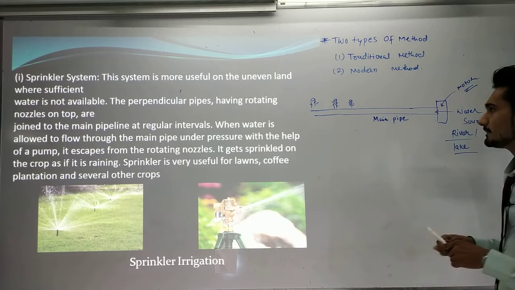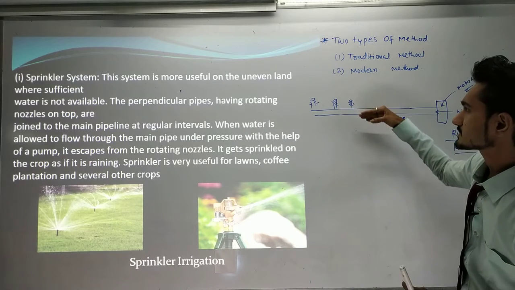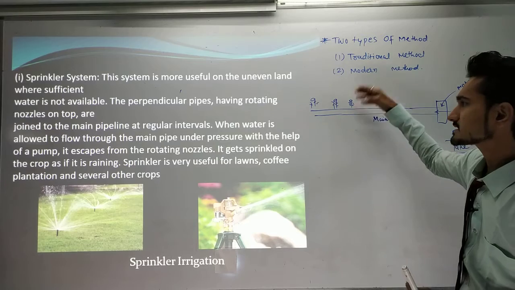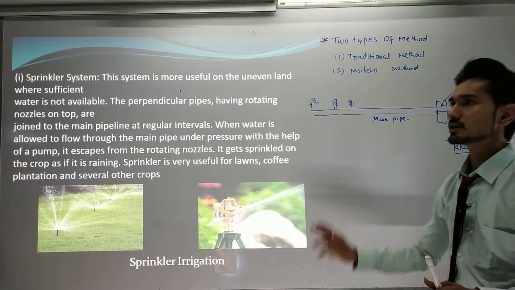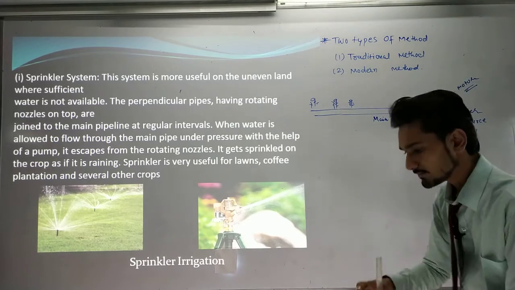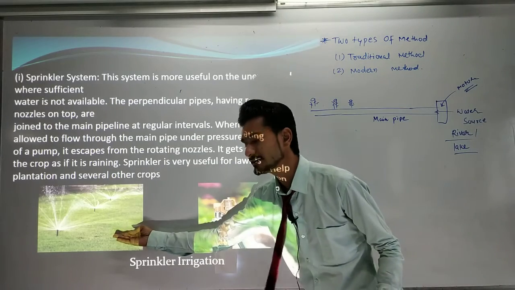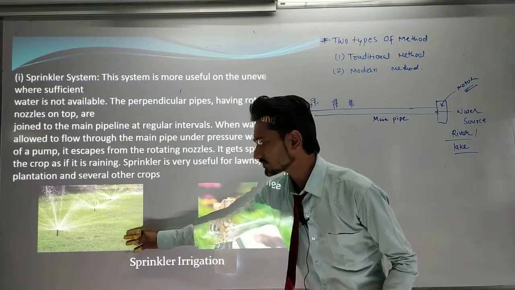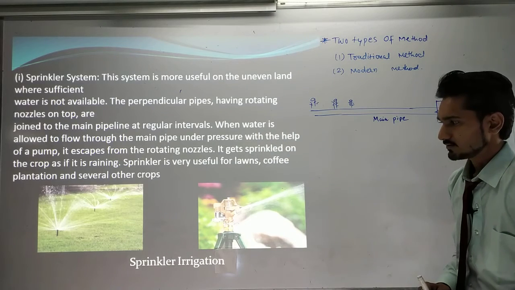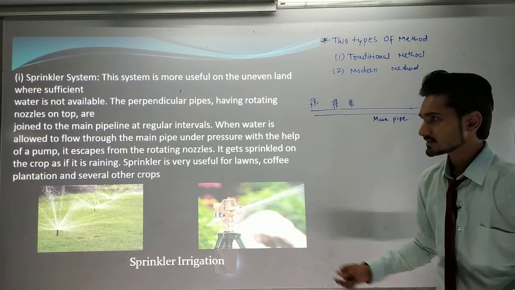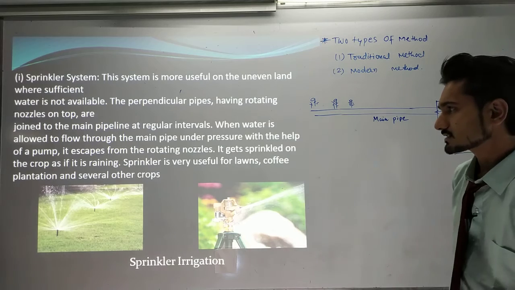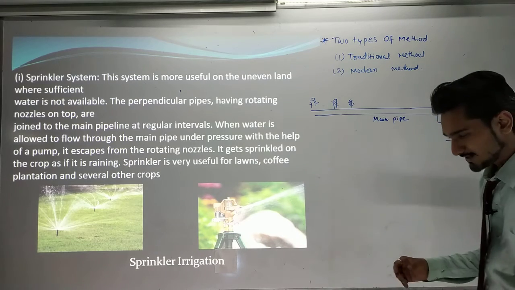So what happens when water comes: this water will be released into the smaller pipes, and the smaller pipes are rotating. So the water gets spread, and this type of phenomenon, as you can see in the picture, will occur. And this type of system is called a sprinkler system because we are using sprinklers.